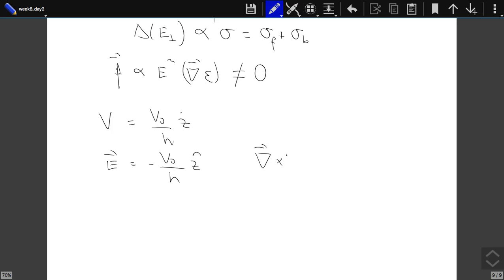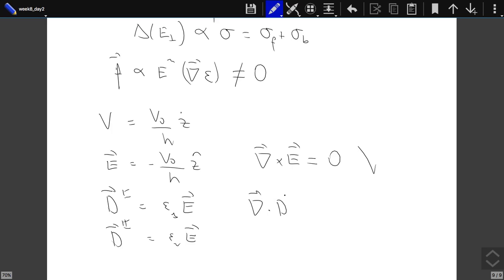Well, the divergence and curl of the electric field are 0. The electric field is constant, so all its derivatives will be 0. The displacement field in region 1 will be epsilon 1 times E, and the displacement field in region 2 will be epsilon 2 times E. The divergence of the displacement field in region 1 and in region 2 are both 0. In both regions, I satisfied my differential equations.